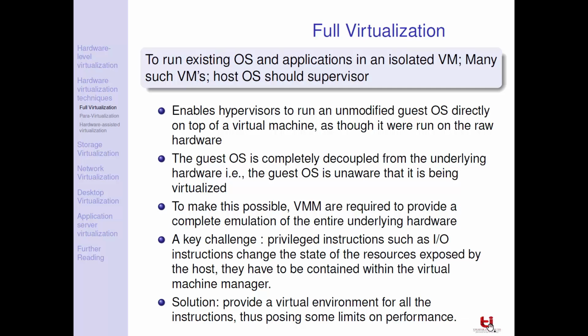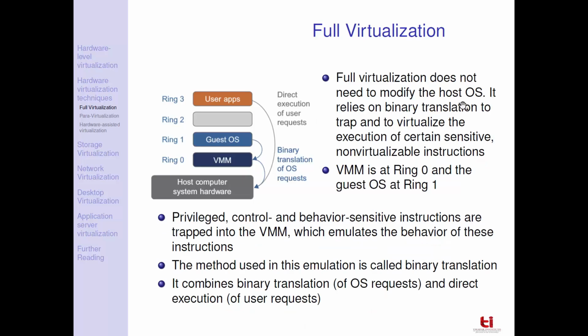And what is that virtual environment and how is it done? As we've already seen in the last lecture, this can be enabled by direct execution of non-privileged instructions and binary translation of privileged instructions. So let us see this. We know that full virtualization does not need to modify the guest OS. It relies on binary translation to trap and virtualize the execution of certain sensitive non-virtualizable instructions.